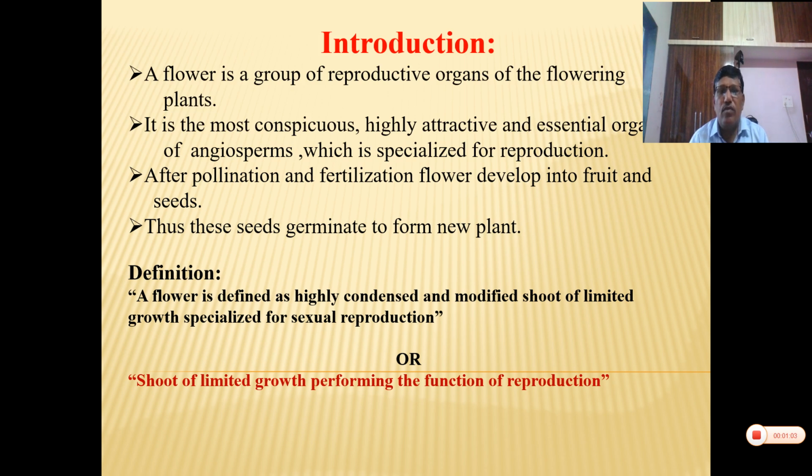So, the definition of the flower: a flower is defined as a highly condensed and modified shoot of limited growth specialized for sexual reproduction. The other definition is, a shoot of limited growth performing the function of reproduction is called a flower.